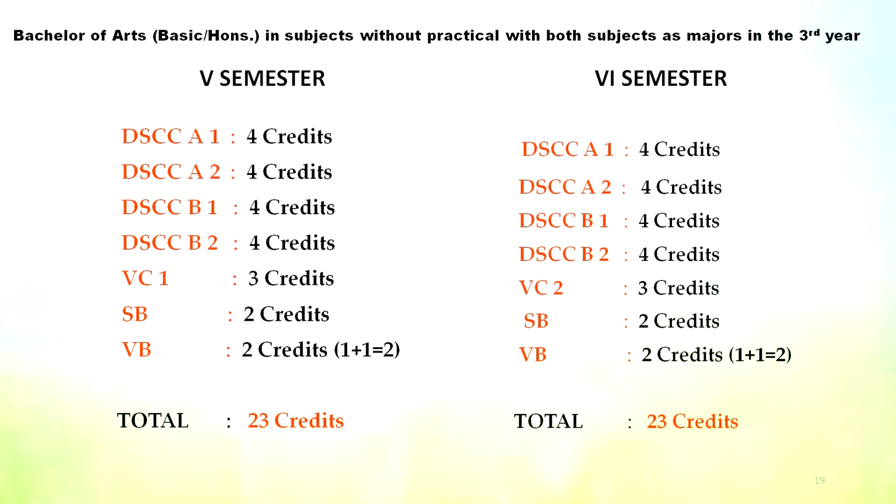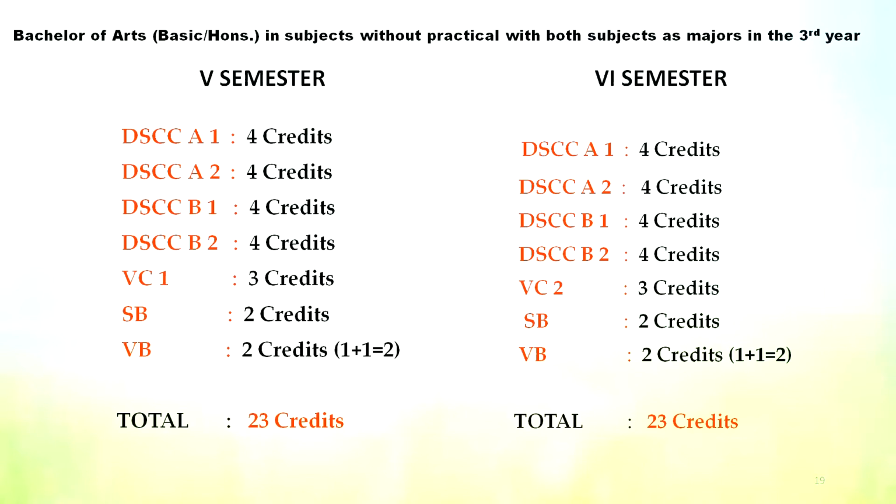Now, again, in the sixth semester, the student will follow the same pattern, accumulating 16 credits from the discipline core subjects. Again, the vocational course will carry 3 credits, skill-based course 2 credits, and value-based course 2 credits. So at the end of the sixth semester, the student will again be able to collect 23 credits.